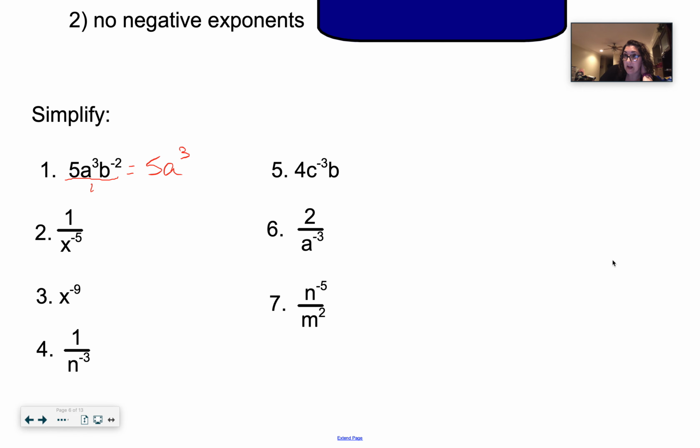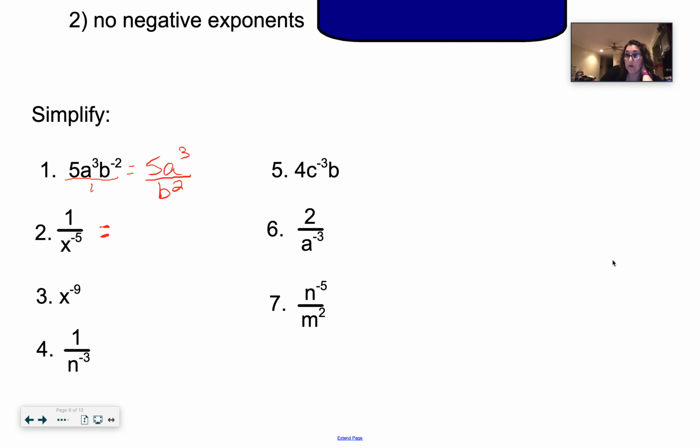Your b to the negative second is going to flip to the opposite place. So it's in the numerator, it's going to flip to the denominator, and so that's going to become b to the second. And because I don't know what b is, I don't know what a is, this is my answer. I'm done.